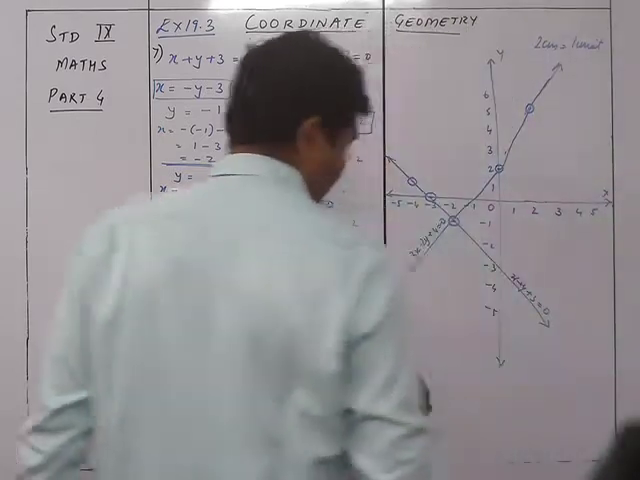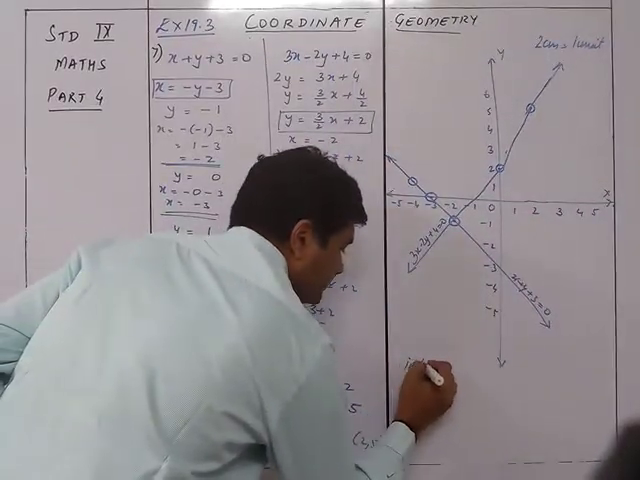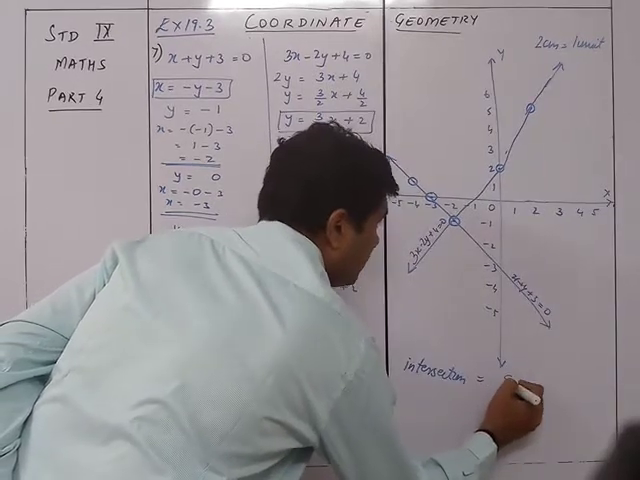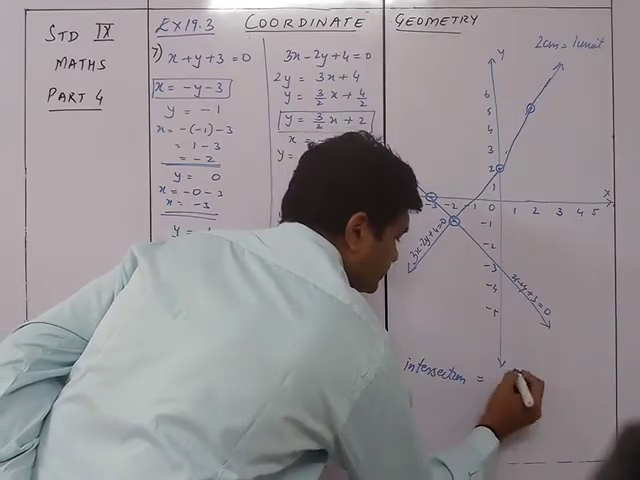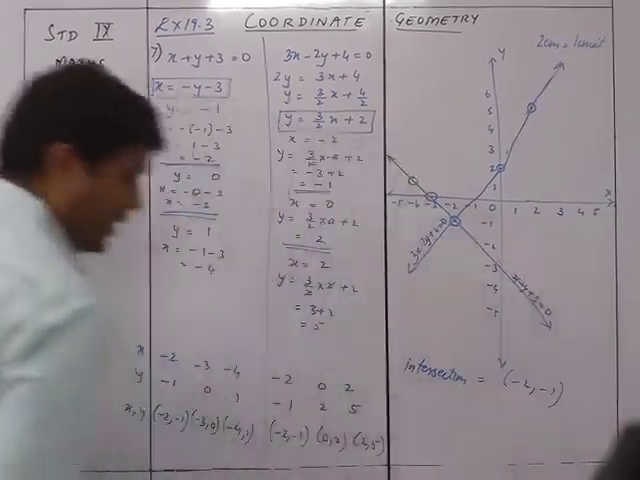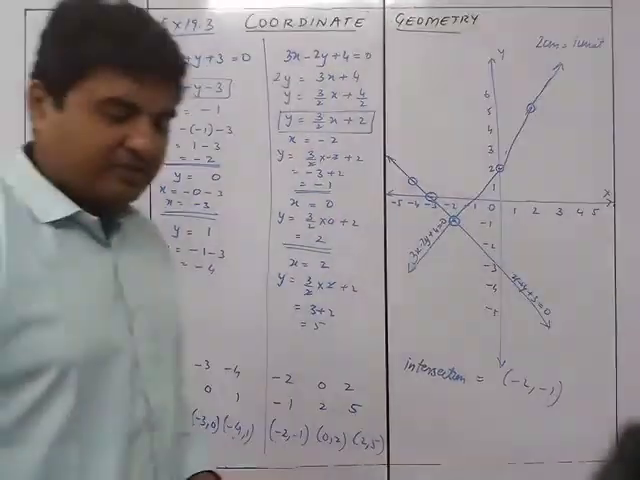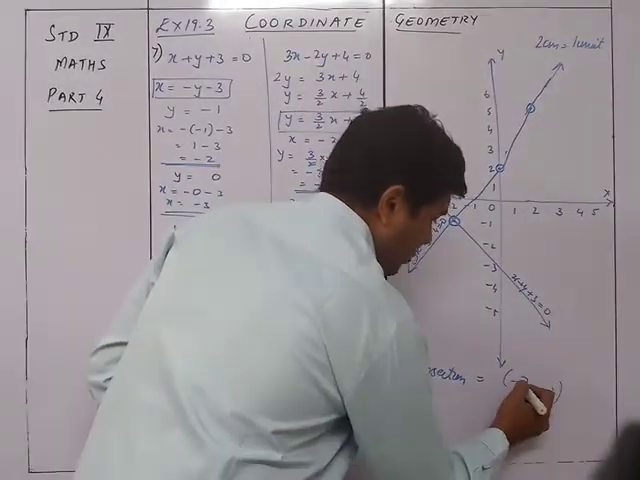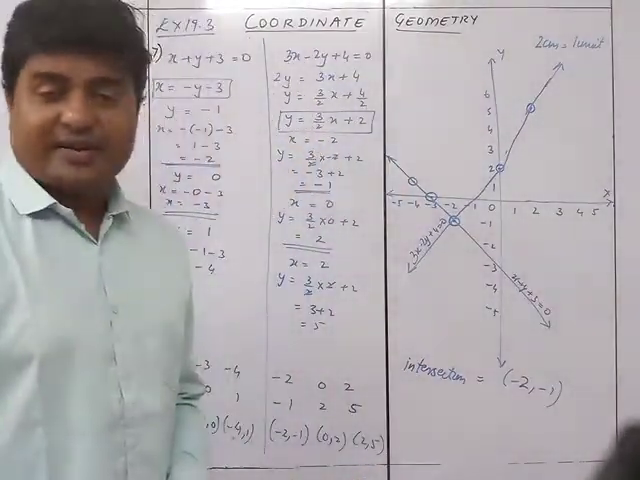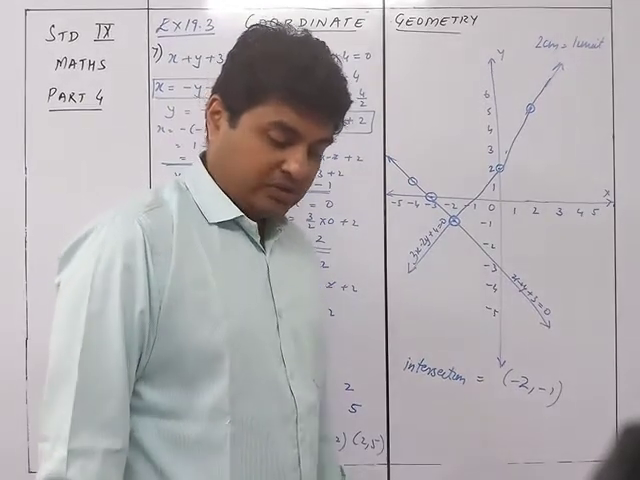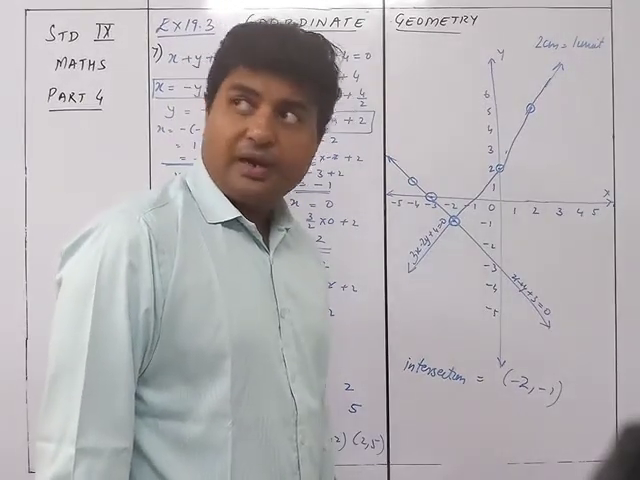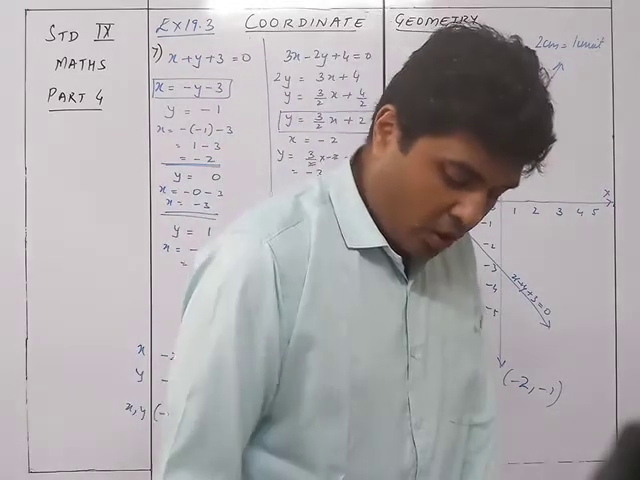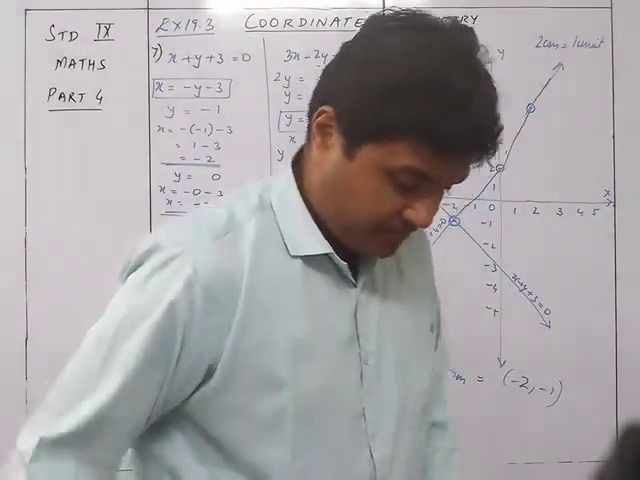So you can get over here the intersection point. Intersection is equals to minus 2 comma minus 1. That's the coordinates of the point of intersection, minus 2 comma minus 1, for question number 7. Clear? So that was question number 7. Now we move on to question number 9.